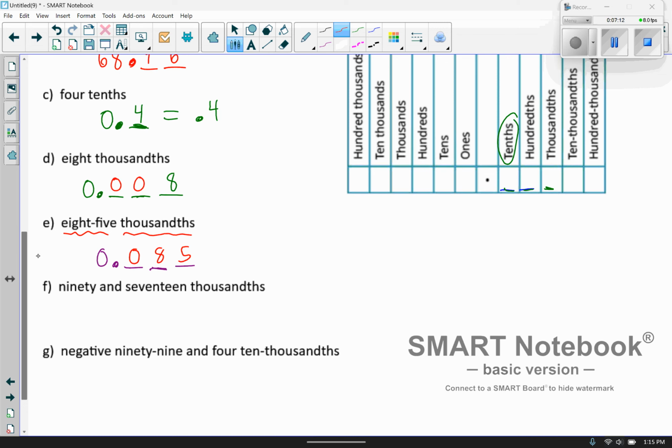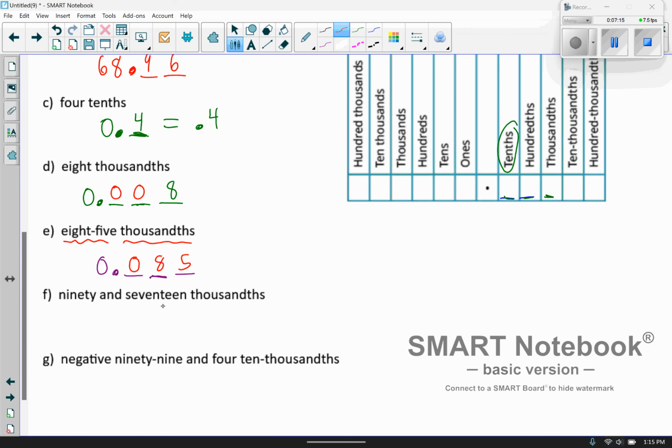Okay, a couple more. Let's see, 90 and 17 thousandths. So I do see the word and, so we're going to have our decimal place. And let's see, 90, that would just be 90 right there. And 17 thousandths. So we have to go 3 decimal places. And let's see, we have 17, so I can fit that 17 right here. You want to make sure you go all the way to the end. And then any zeros between your decimal and your last digit right here, we fill in. So 90 and 17 thousandths is going to be 90.017.